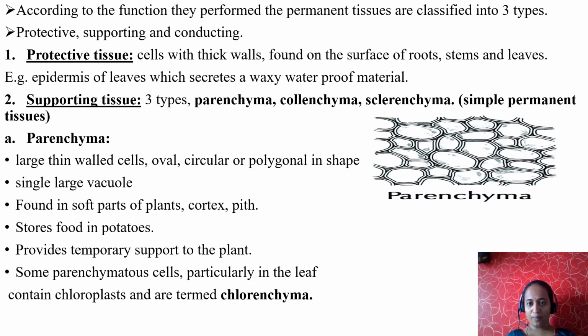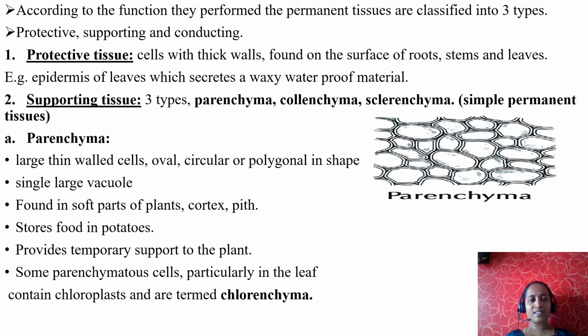This is the structure of parenchyma tissue. How do the cells appear, how do they look? Here, parenchyma cells are large and thin walled. The cells themselves are large, oval, circular or polygonal in shape. The size as well as shape vary from one plant to another. It possesses a single large vacuole.